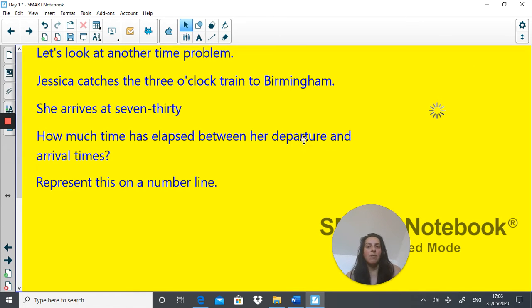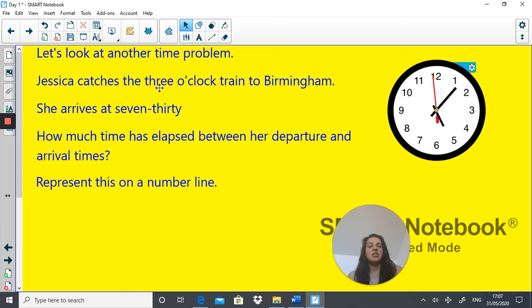So let's look at another time problem, okay? Jessica catches the 3 o'clock train to Birmingham. She arrives at 7:30. How much time has elapsed between her departure and arrival times? So she leaves at 3 o'clock. She arrives at 7:30. How much time elapses? See if you can represent this on a number line like I did before, okay? Good, off you go.